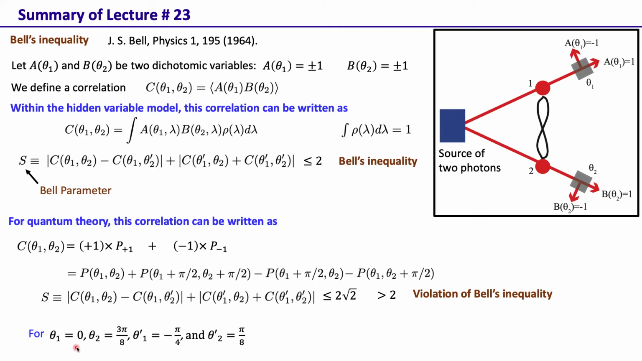We also saw that if we choose these values theta 1, theta 2, theta 1 prime, theta 2 prime to be this particular set, then the Bell parameter can actually be 2 root 2. This is just one such set. There can be an infinite number of such sets of theta values for which S is 2 root 2, but if we can experimentally show this, that's the experimental violation of Bell inequality.